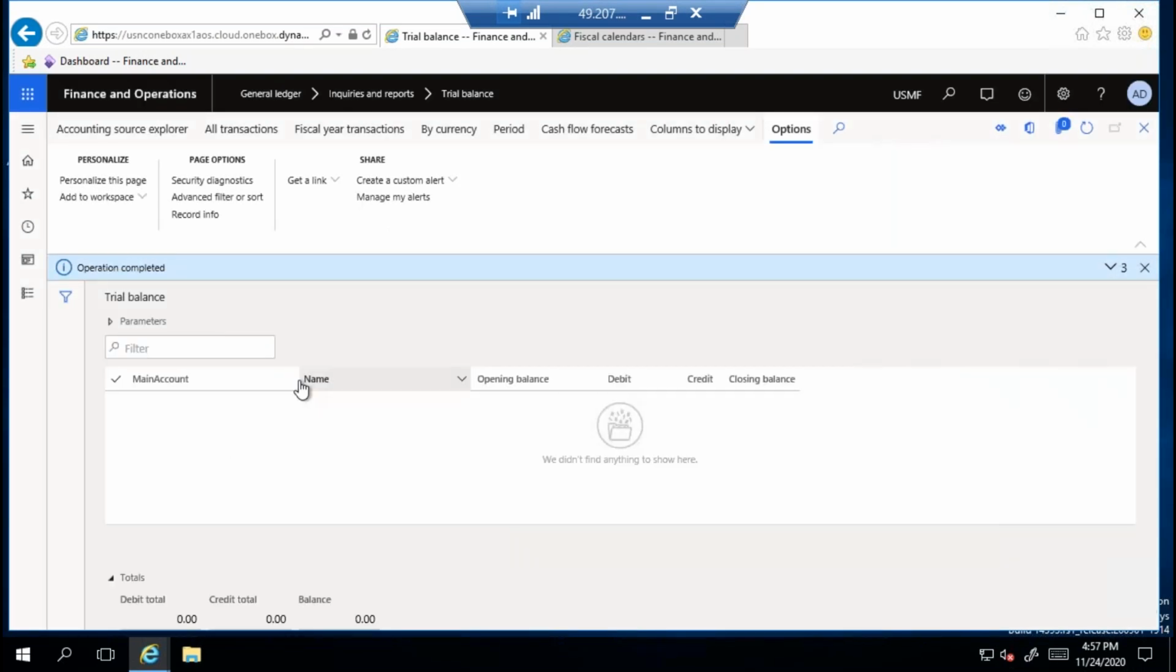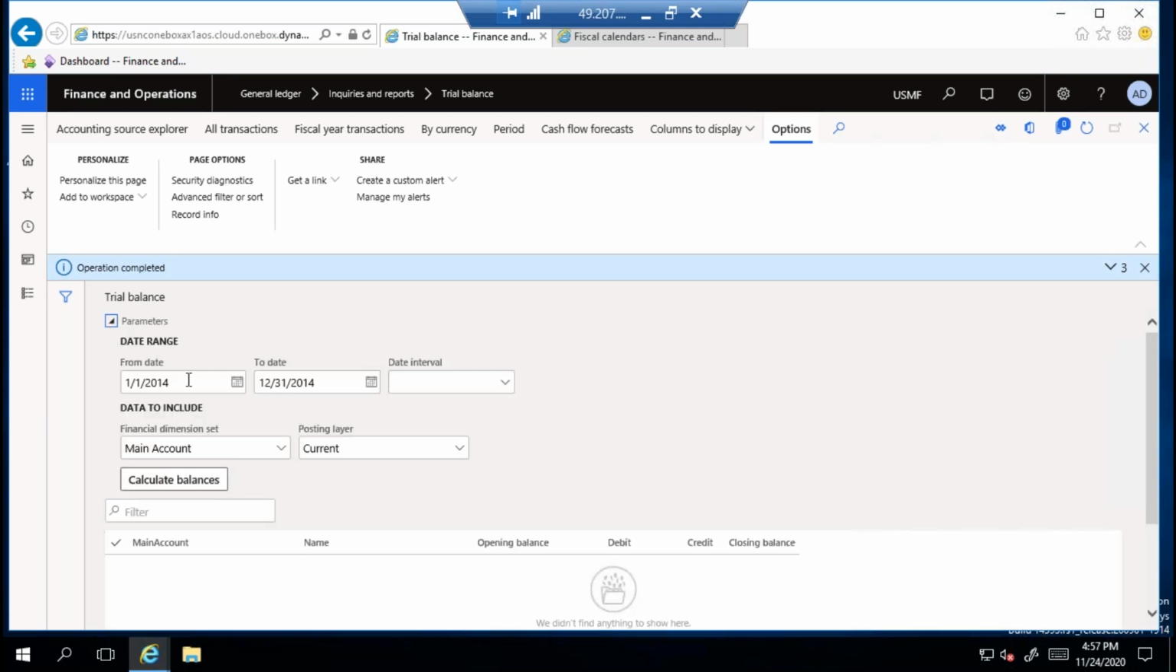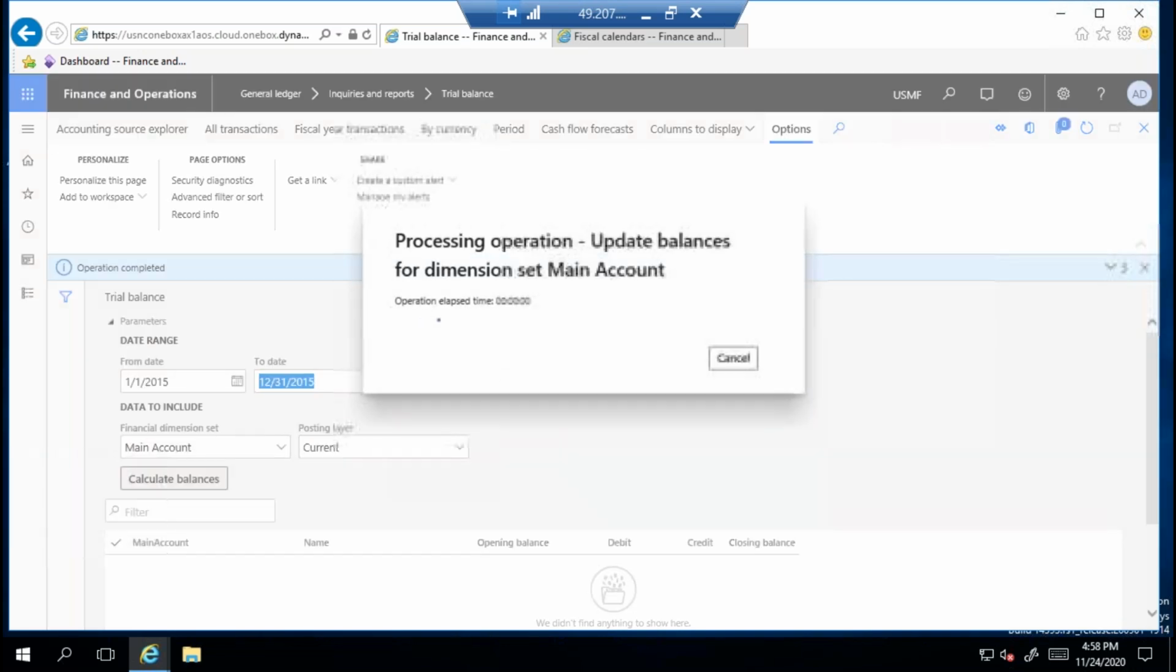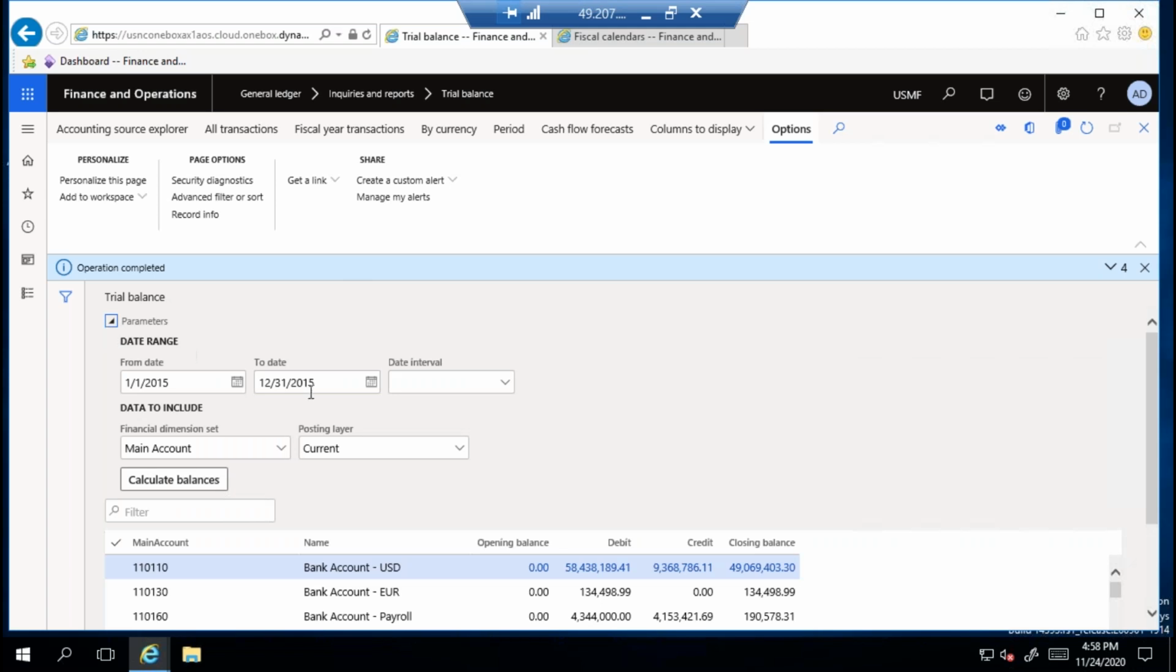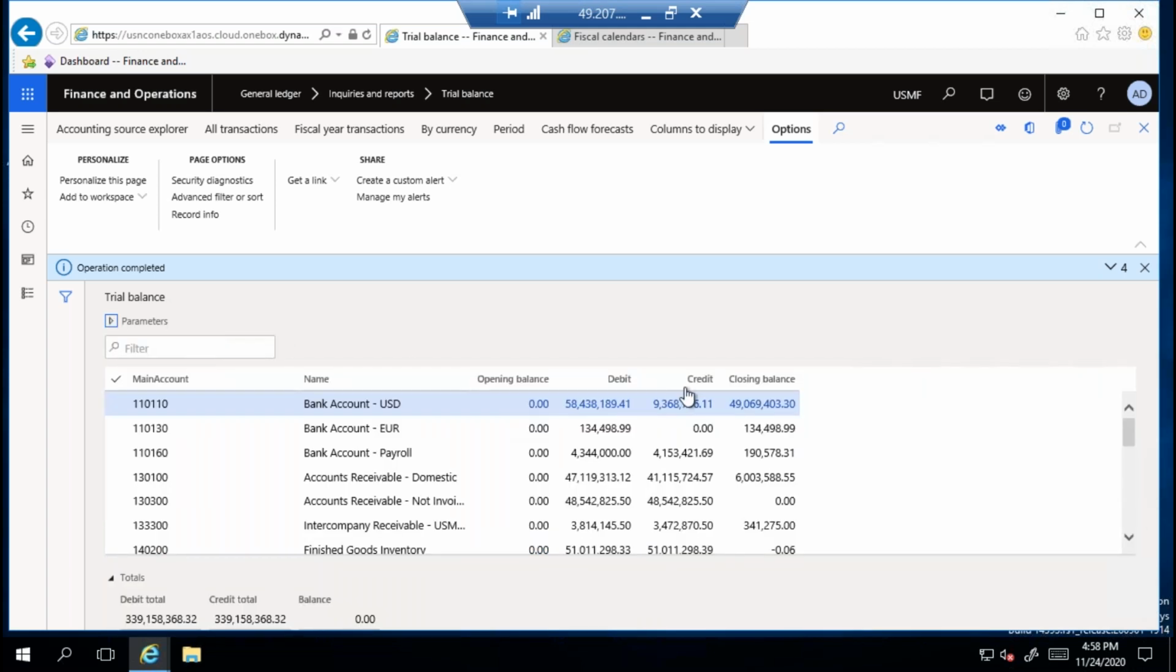So in 2014 there are no balances. In 2015, I'm showing you, transactions started. Now the closing balances exist in 2015. If you observe here, 2015 closing balances are there. This closing balance of 2015 should be transferred to the next year, 2016 Jan 1st, as an opening balance.